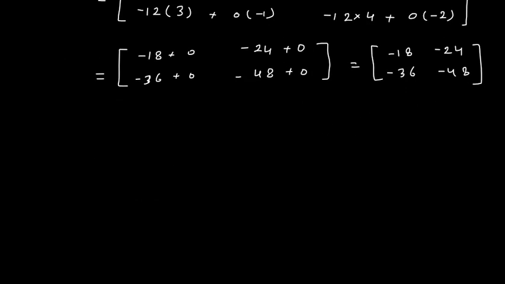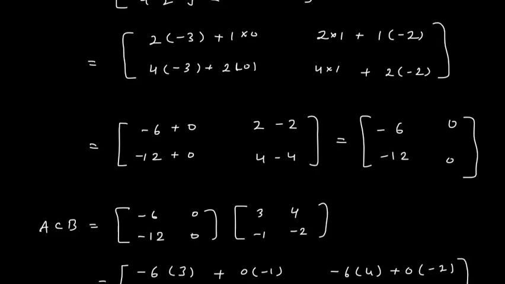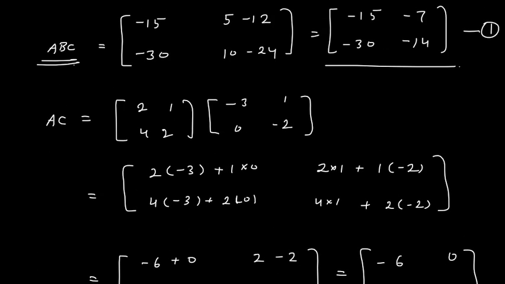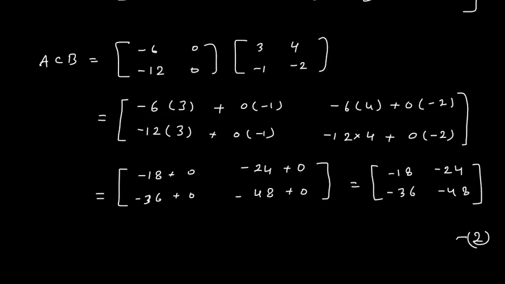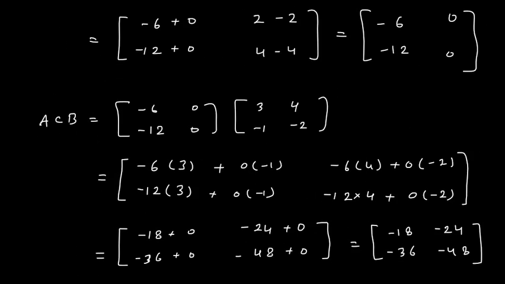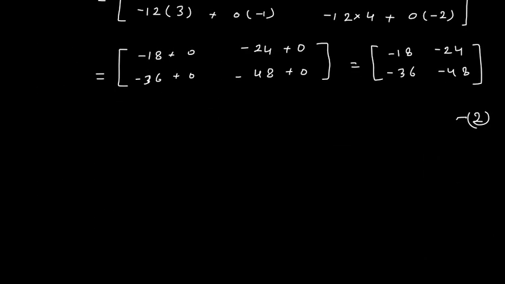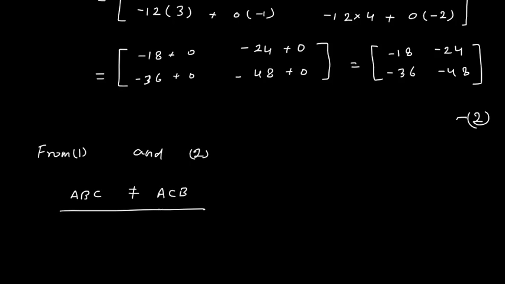So what can you say about ABC and ACB? Let us check what we got. ABC is [minus 15, minus 7; minus 30, minus 14]. So they are not equal. Okay, so from 1 and 2, we can say that ABC is not equal to ACB. This is our conclusion, right?